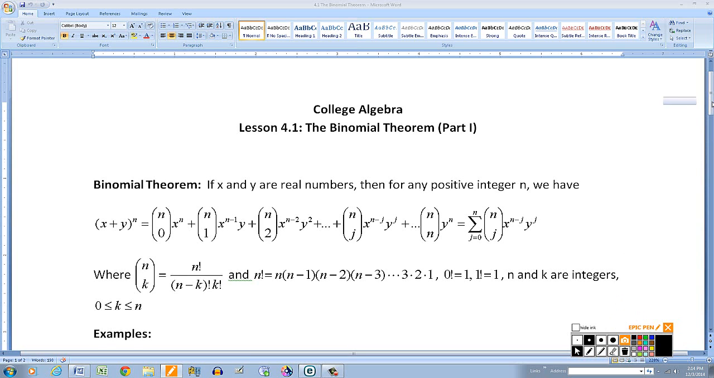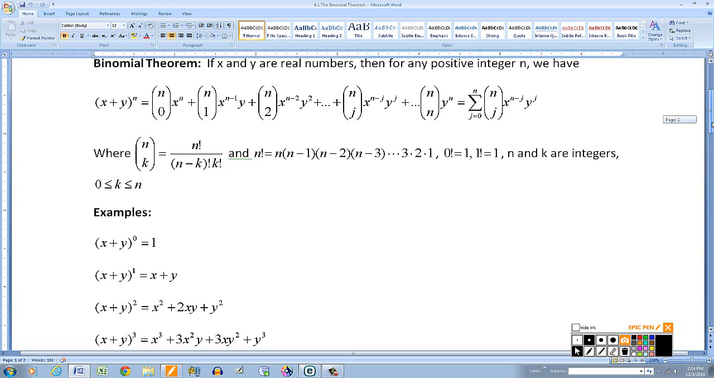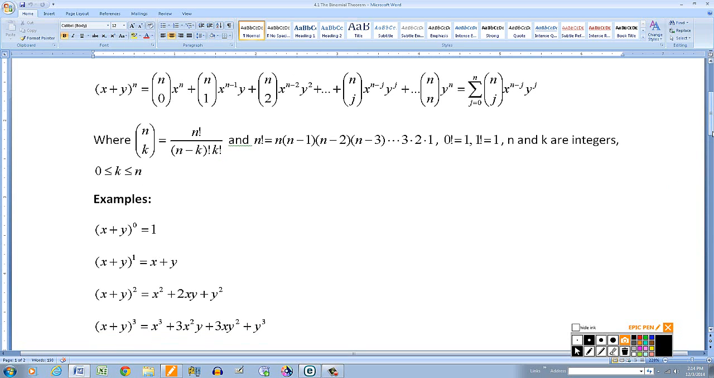So notice then, x plus y to the 0, of course, is 1. x plus y to the first is x plus y. x plus y to the second, if you multiply that out, x plus y times x plus y, using any method you want, you get x squared plus 2xy plus y squared. And x plus y to the third, if you multiply that out again, x plus y times x plus y times x plus y, you get this expansion here, using whatever method you want, distributive property, and so forth.